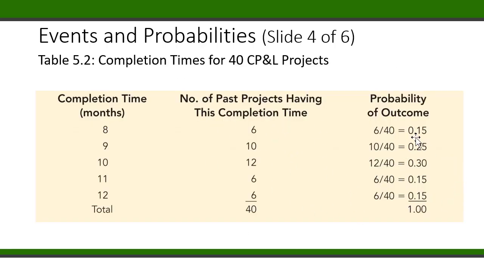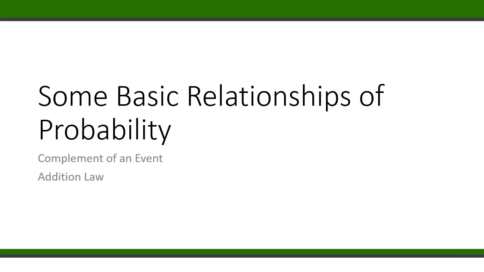So again, if we look at these numbers, it's very similar to the cumulative probability, which would be 15, 25, and 30. So this would be 70% here. 11 months or less then would be 85%, and 12 months or less we would be at 100%. Okay, some basic relationships of probability that you need to understand so you can apply these and answer different types of questions if you know these rules.